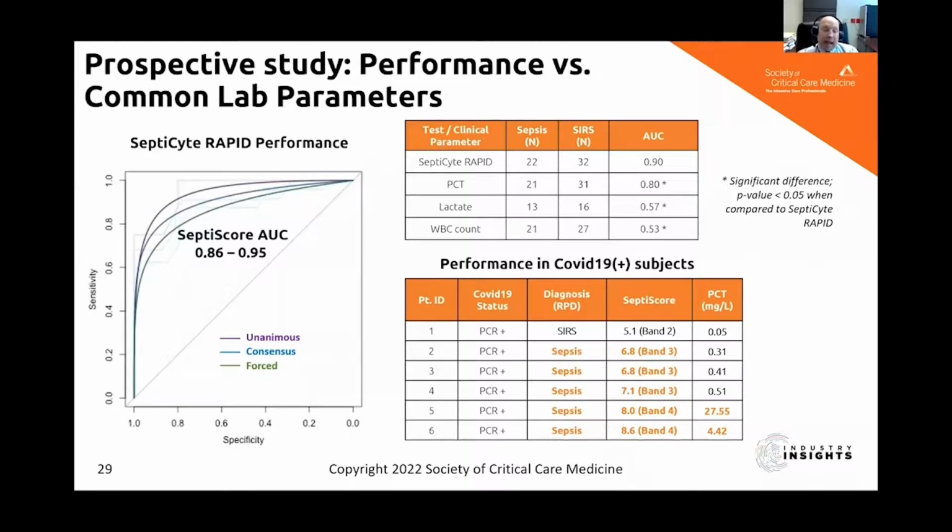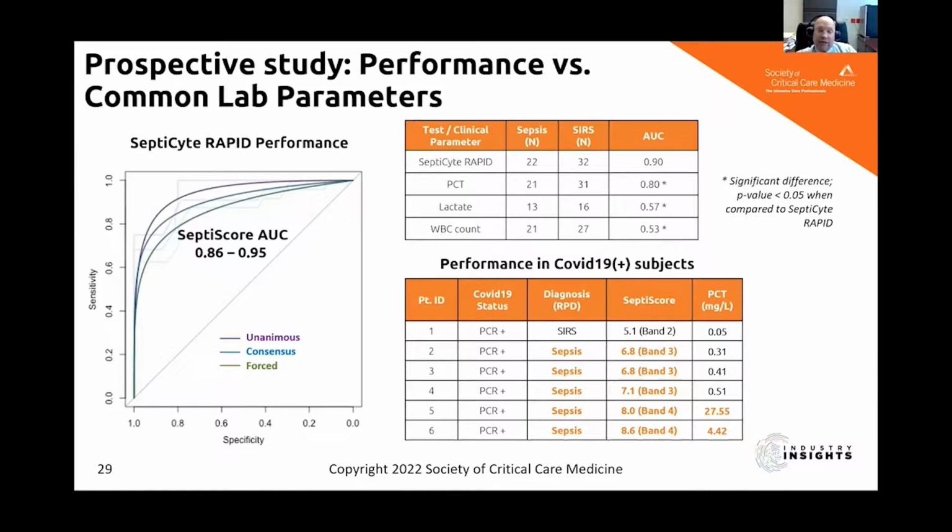Now, looking at the receiver operating characteristic curve and the area under that curve as we go from the forced to consensus to unanimous RPD diagnosis of sepsis, you can see the area under the curve increased from 0.86 to 0.95, which is really a remarkable ability to help differentiate sepsis from non-infectious systemic inflammation.